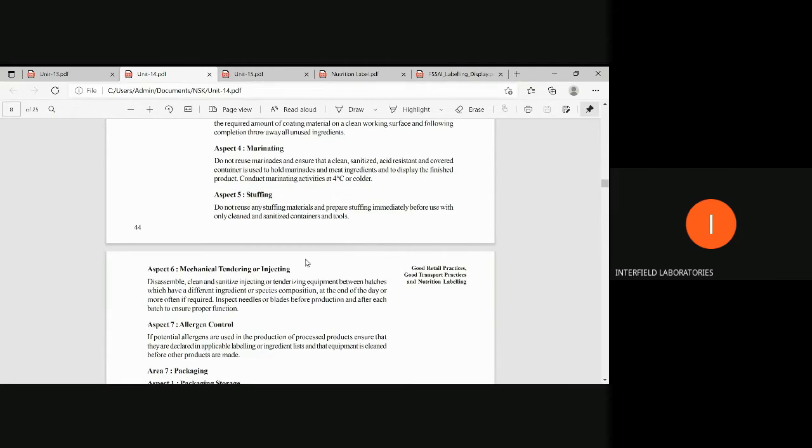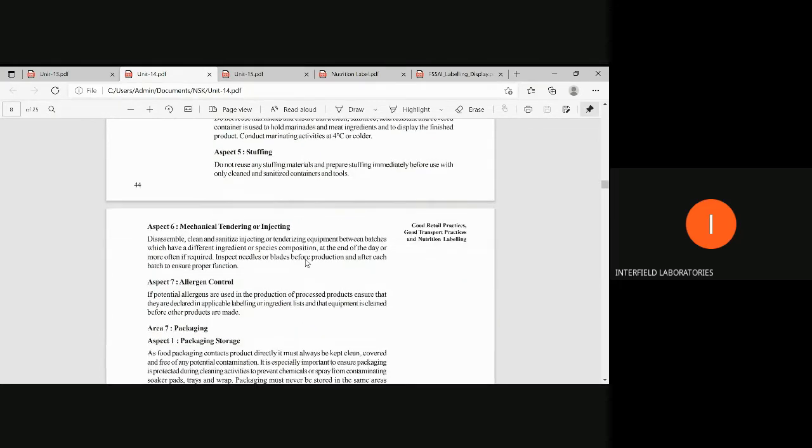The mechanical tenderizing or injecting. Clean and sanitize injecting or tenderizing equipment between the batches of the product. Inspect needles or blades before production and after each batch to ensure proper function.